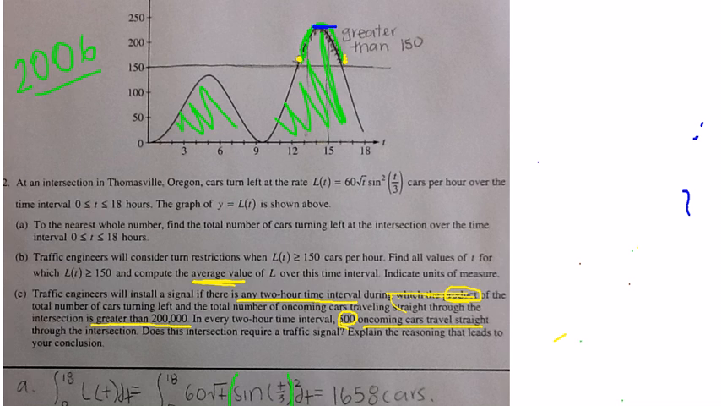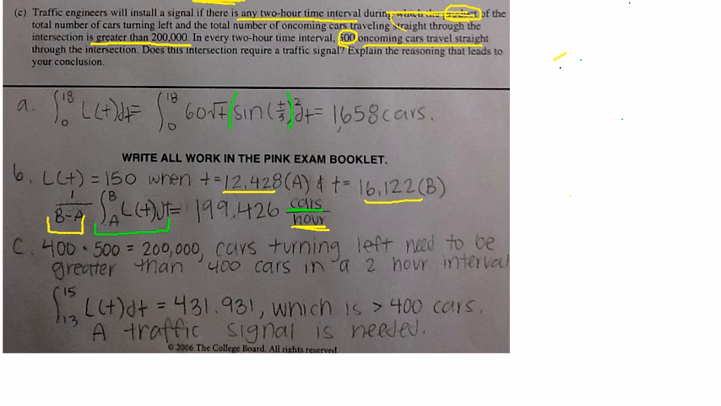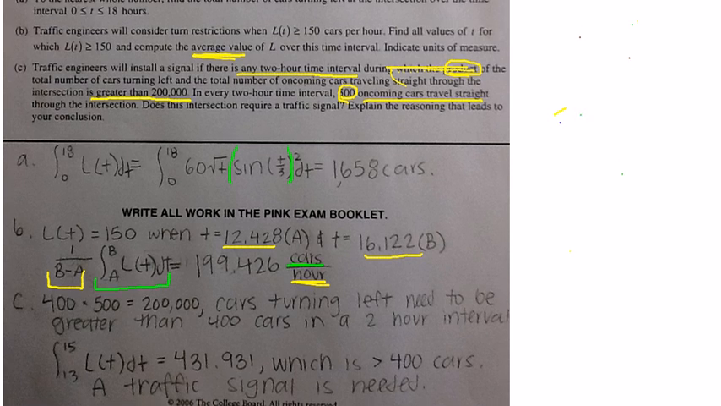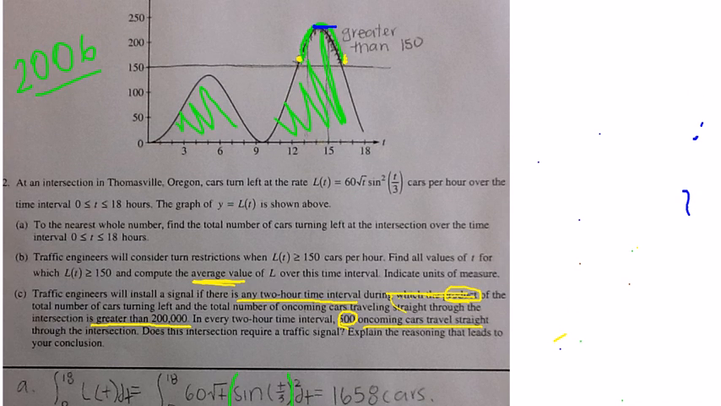So I thought, if it's not between 13 and 15, then there's really no place in L(t) where the integral over 2 hours is greater than 400. I found the integral from 13 to 15, again using my calculator, and I found it's 431.931, which is greater than 400 cars, which means a traffic signal is needed. So that's question 2. I hope you understood what I was saying.